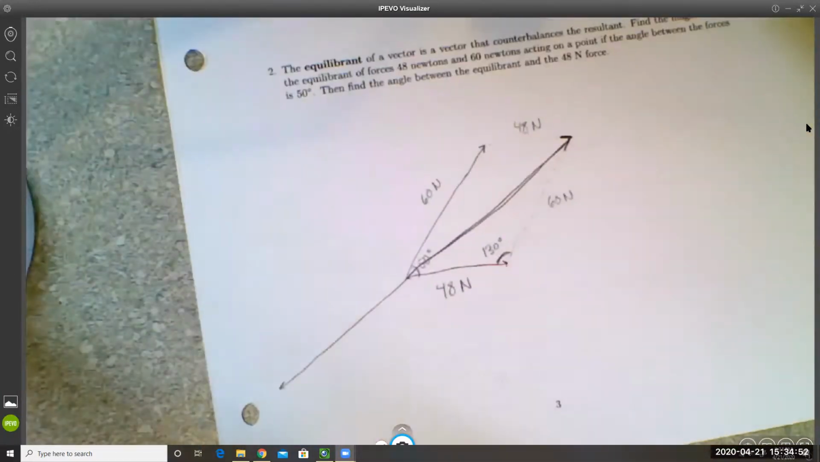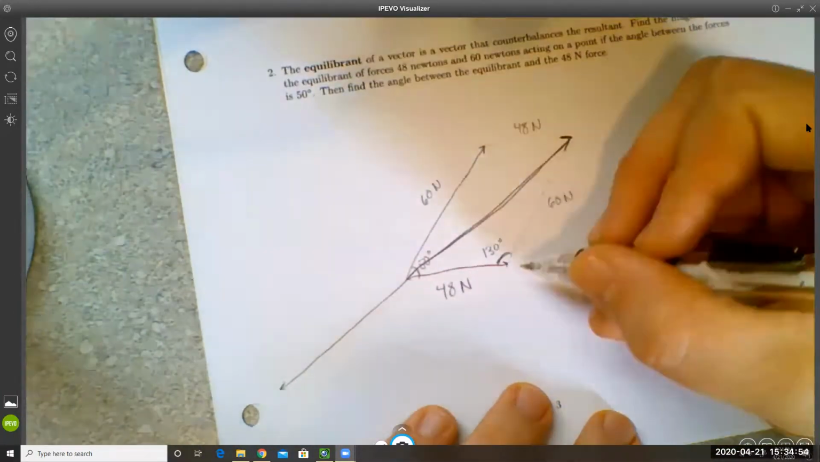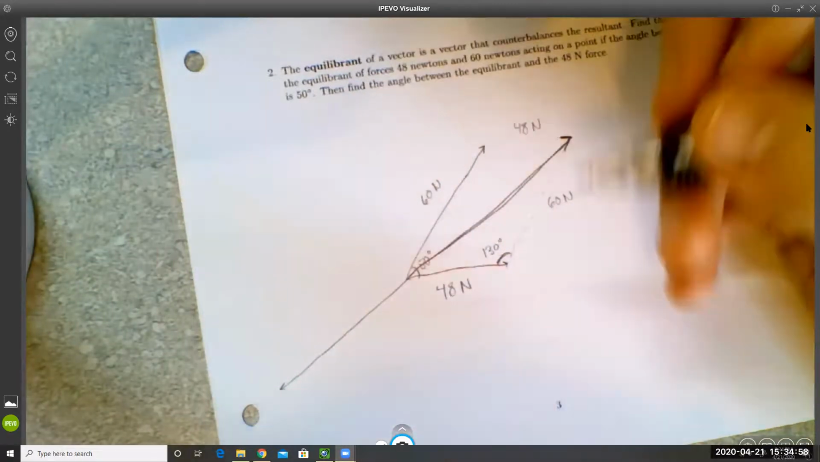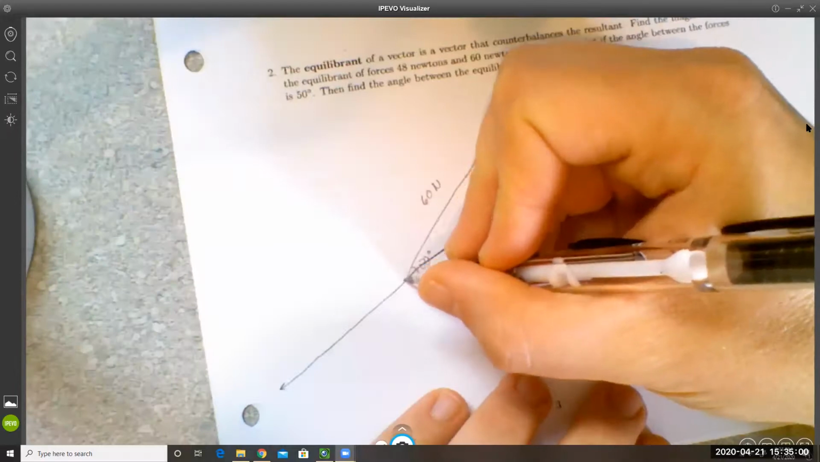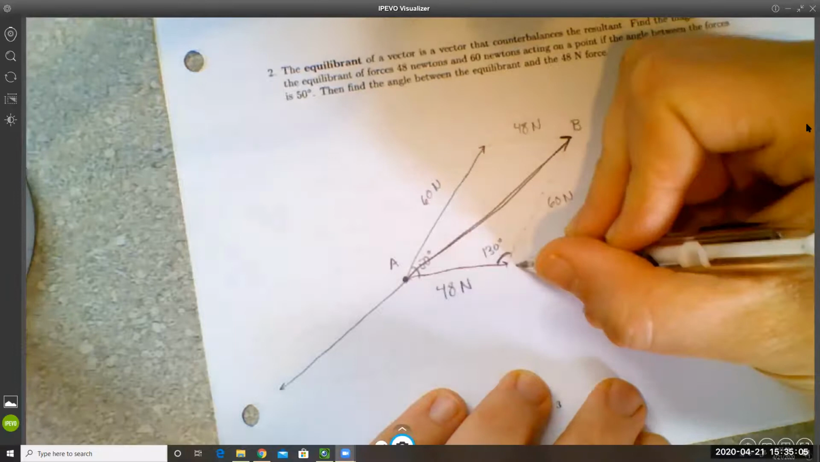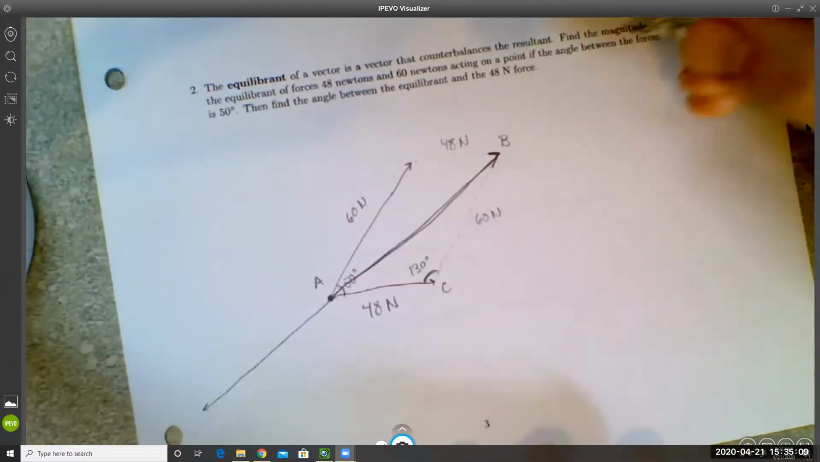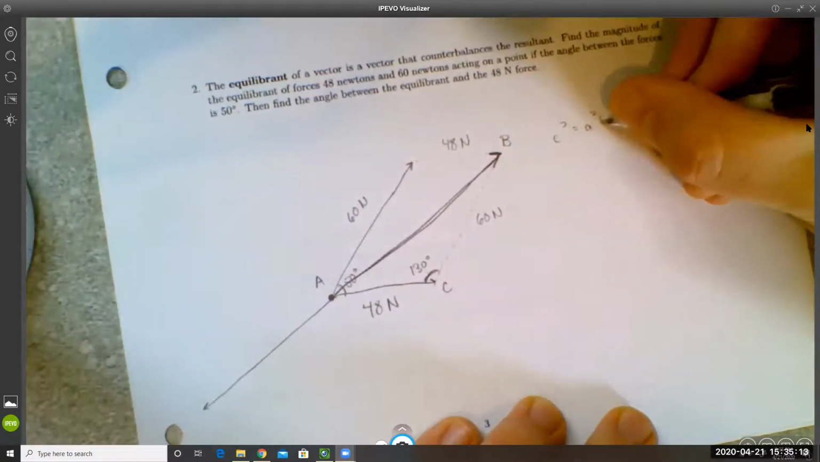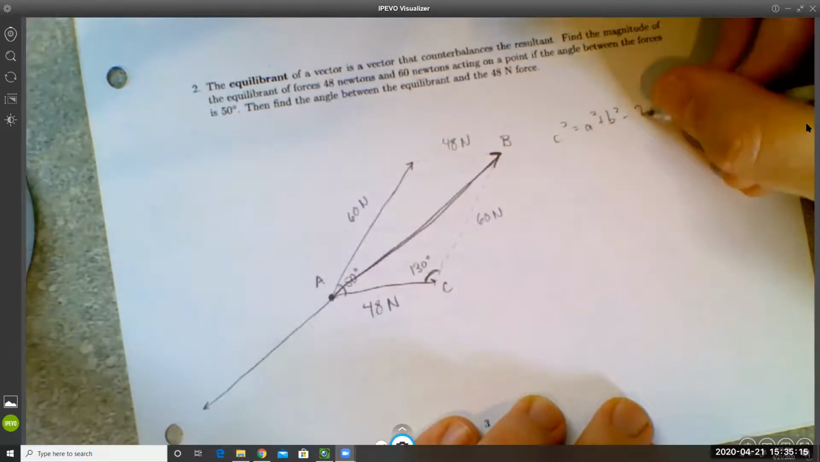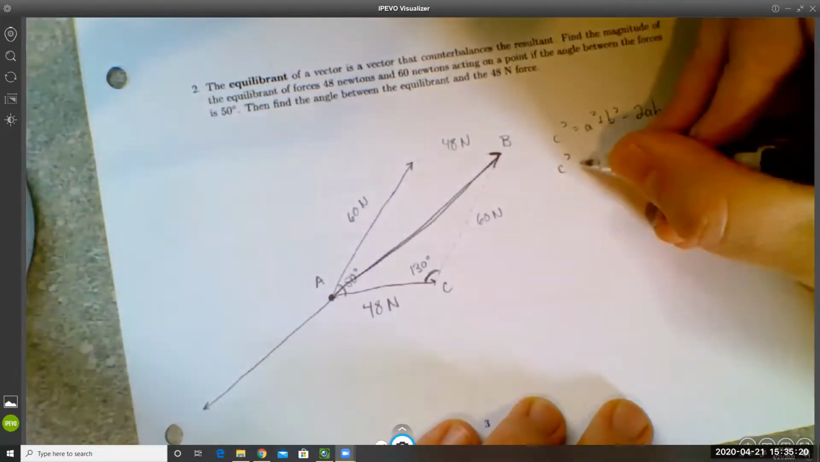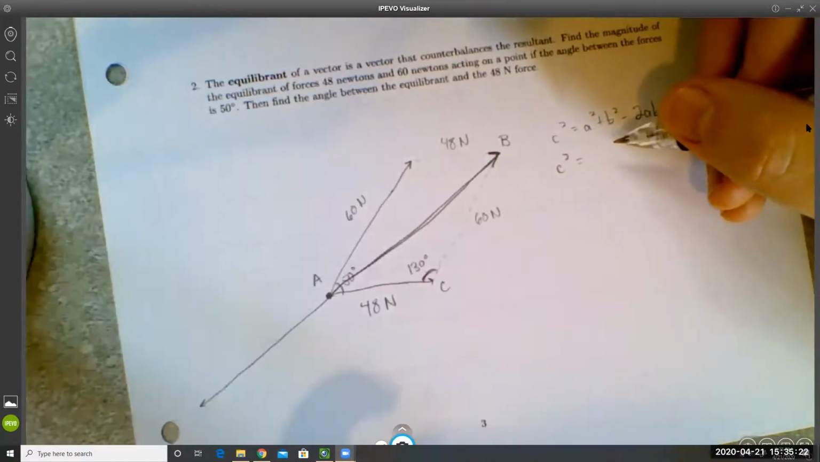So again, I'm going to use law of cosines. Let me label some stuff again. I'll call this point A, point B, and point C. And I'm going to use the same version of law of cosines here to solve for the magnitude. I'm going to say c squared equals a squared plus b squared minus 2ab cosine C. Okay, so I'll let you work.